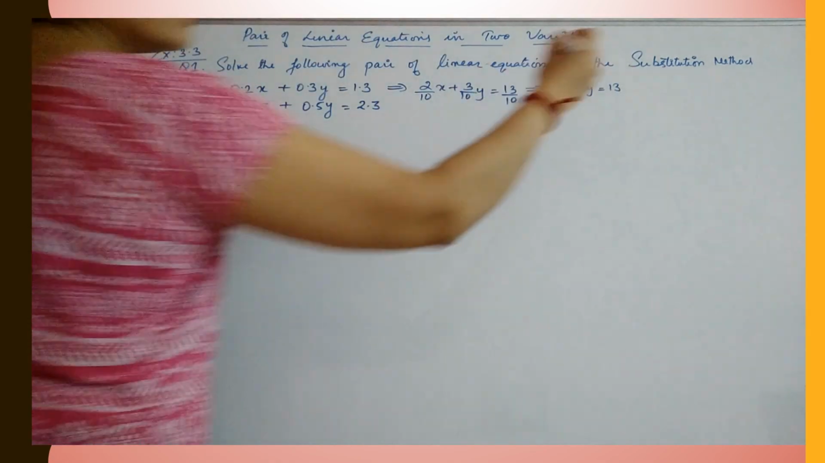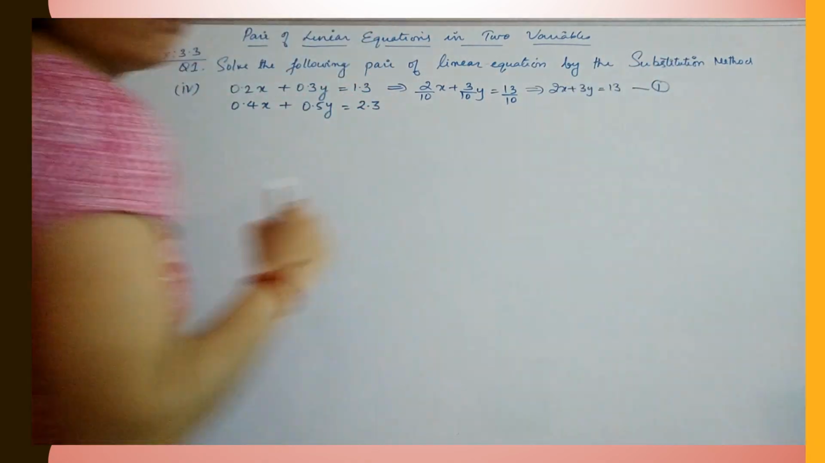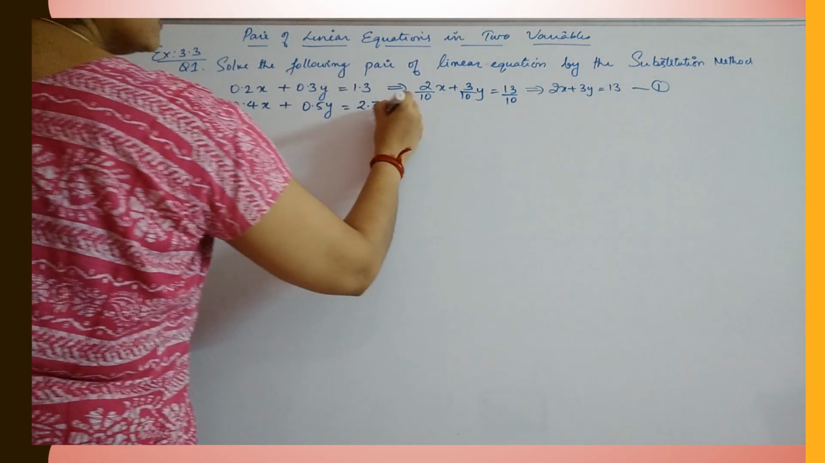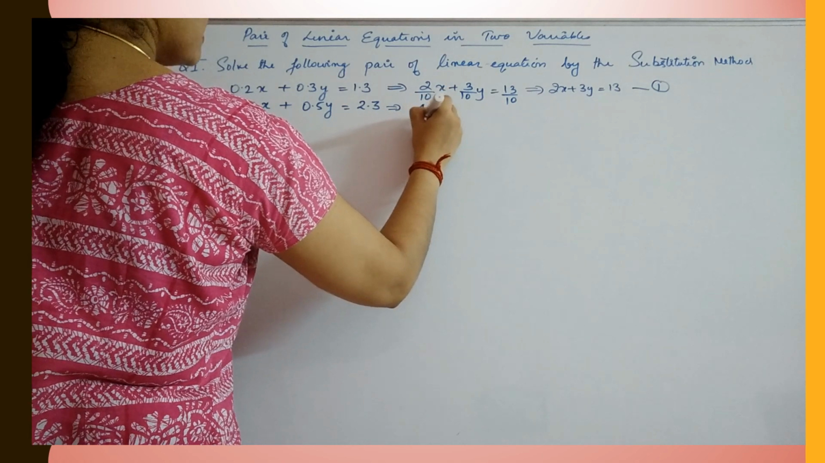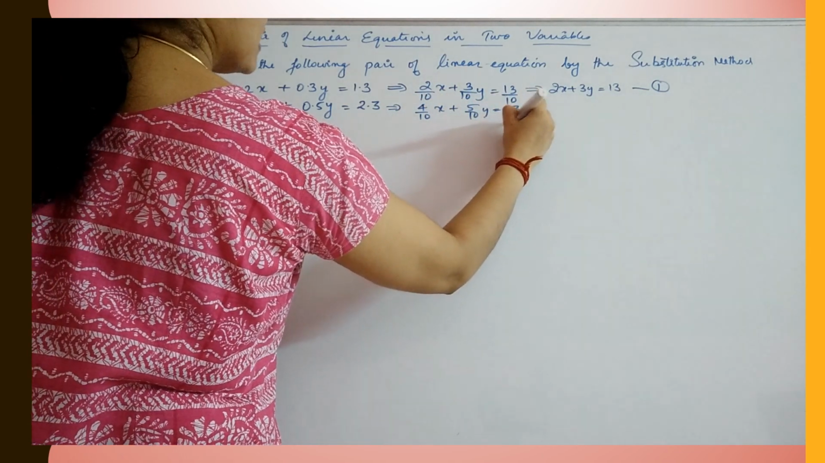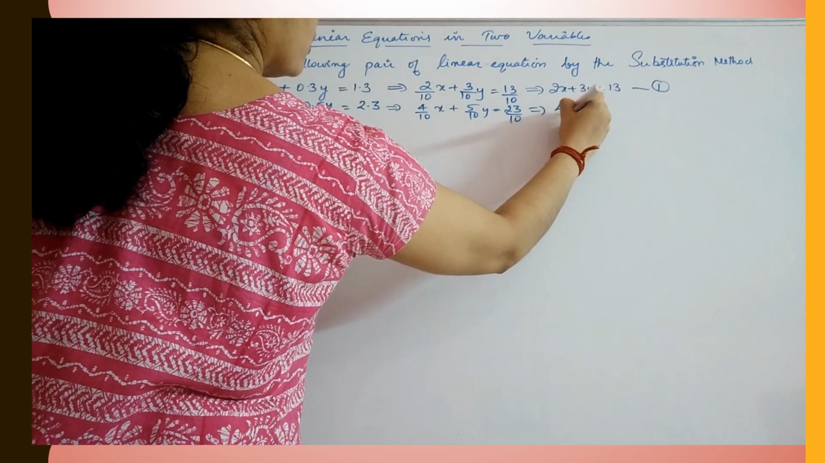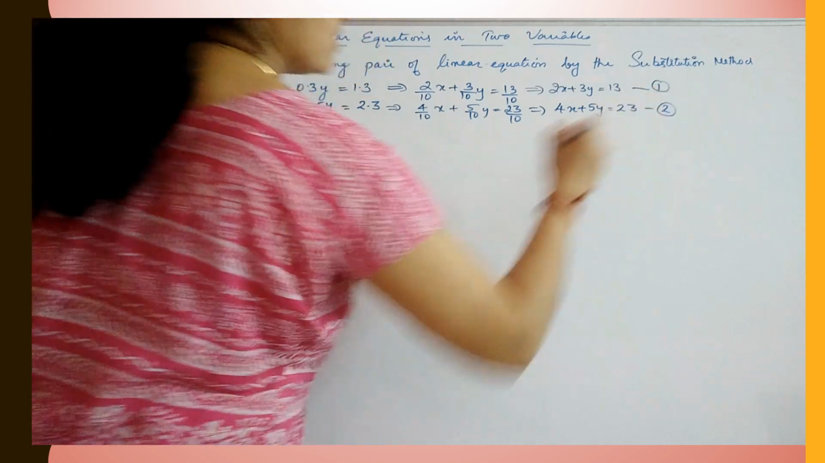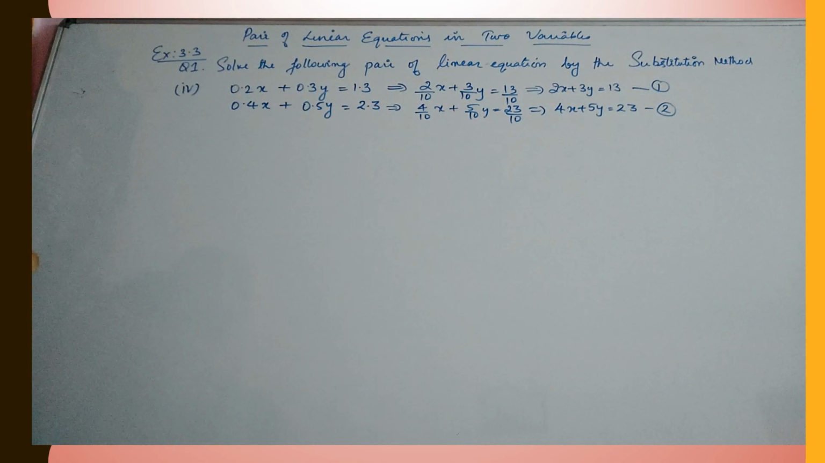Now this is your new equation. Let it be equation number 1. So this has been rewritten. And here again you will get 4 by 10x plus 5 by 10y is equal to 23 by 10, which is again 4x plus 5y is equal to 23. That will be equation number 2. Now what is our first step?